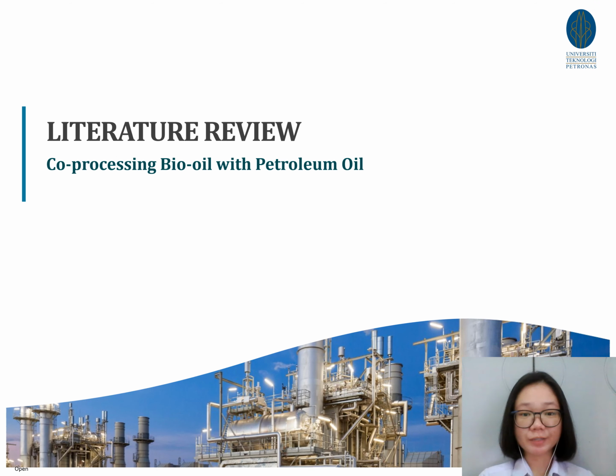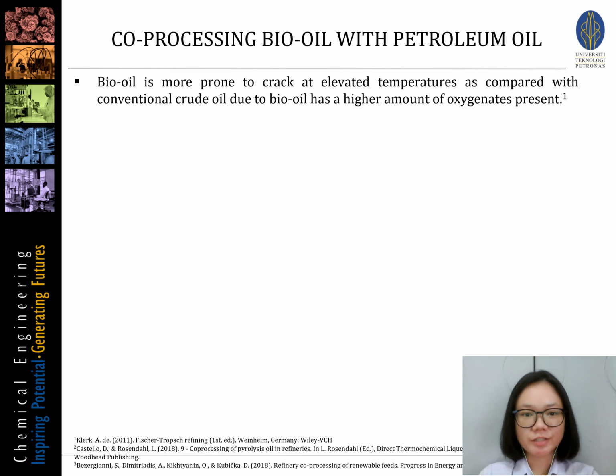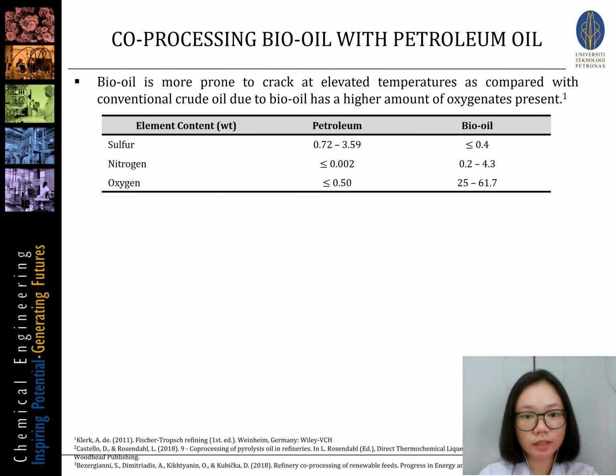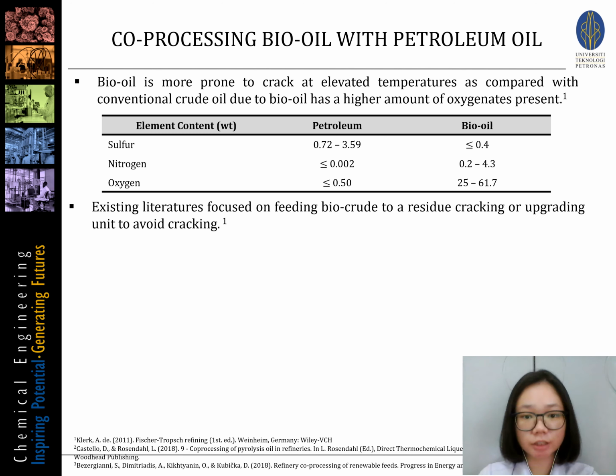Moving on next, I will present to you the summary of the literature review regarding the co-processing bio oil with petroleum oil. Study shows that bio oil is more prone to crack at elevated temperature as compared with conventional crude oil. This is due to bio oil has a higher amount of oxygenates present, as you can see in this table. Therefore, it's not desirable to feed bio oil into the CDU as a first step to avoid cracking. Hence, the literature found that co-processing of bio oil should be carried out in a residual cracking or upgrading units.